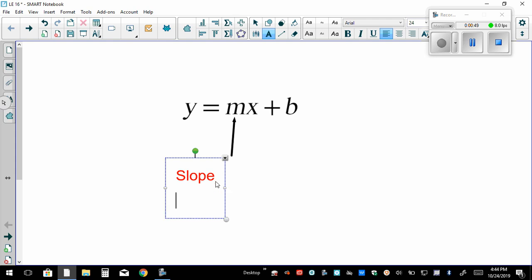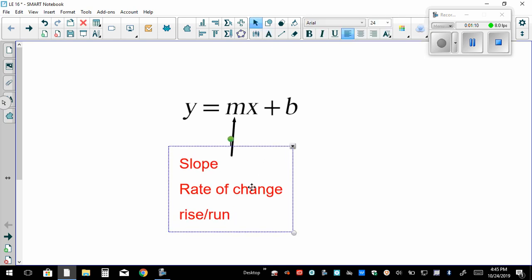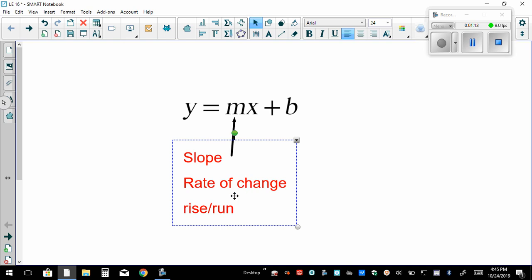It can also be called the rate of change, and it can also be called rise over run. Now, we talked a little bit about all of these in our last section. All of these things, the change in y over the change in x, that's rise over run, the rate of change, and slope. You'll probably most commonly see it as slope.